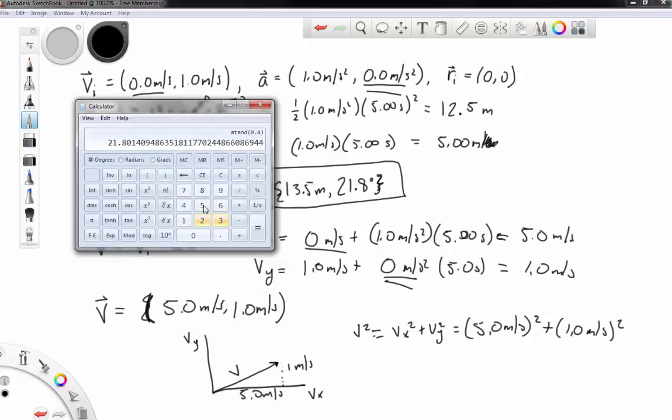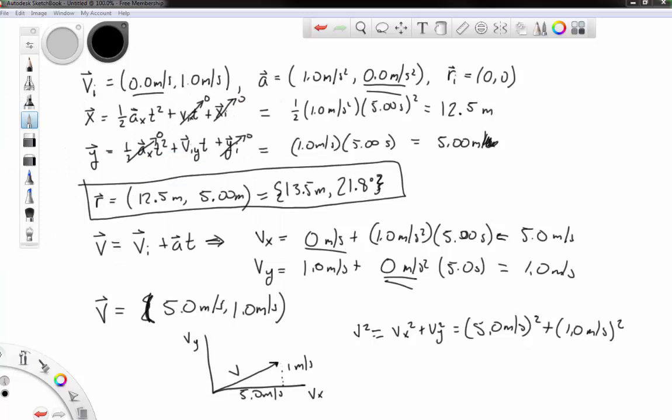So the 5 meters per second part should give us 25. Add to it 1 is 26. Take a square root and you get 5.099. So that's going to round off to v is 5.1 meters per second. And then similarly, tangent of phi is going to be vy over vx, where this guy right here is phi.